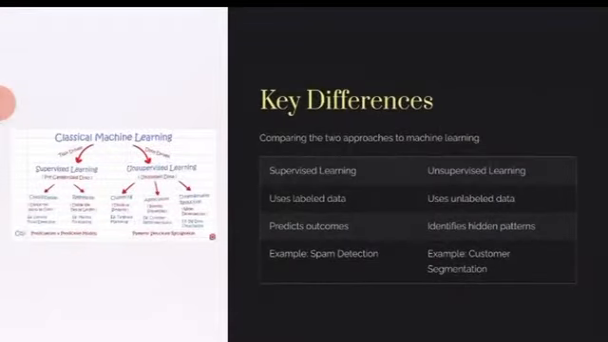So the next thing is the key differences between supervised and unsupervised learning. Now let's highlight the key points, as you can see here on the screen. First, supervised learning uses labeled data, enabling prediction based on known outcomes. Unsupervised learning utilizes unlabeled data, focusing on uncovering hidden patterns. For example, supervised learning can be applied to spam detection, while unsupervised learning is ideal for customer segmentation. So this is all about the key differences between supervised and unsupervised learning.